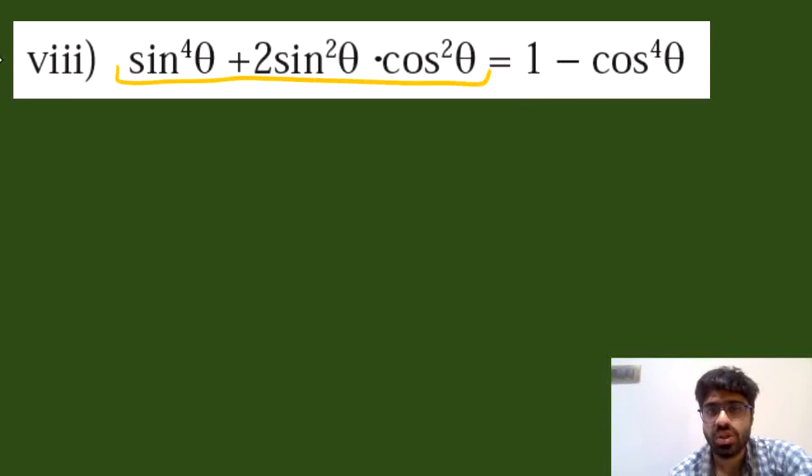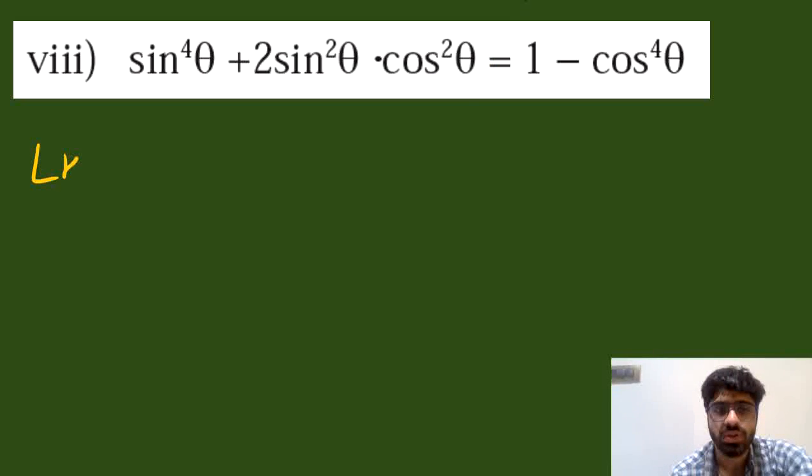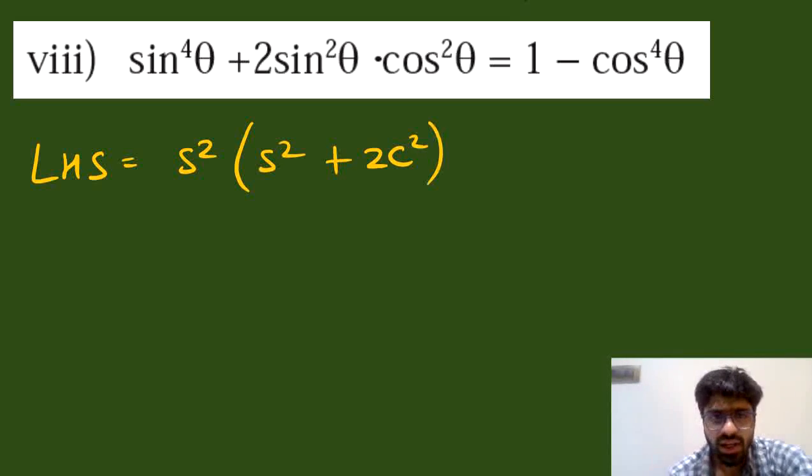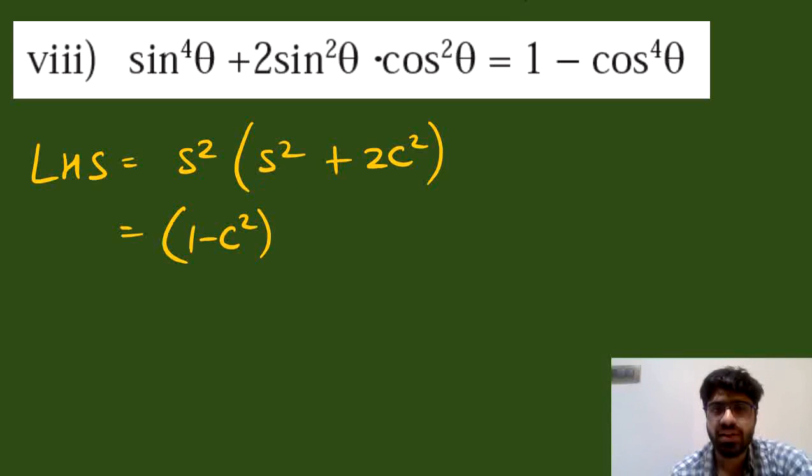Sine power 4 theta plus 2 sine square theta cos square theta. You can simply pull out a sine square theta common from the two terms on the left hand side. So sine square theta bracket, in the bracket we will be left with sine square theta plus 2 times cos square theta. Because we have everything in terms of cos, let's convert this sine square to cos square by writing it as 1 minus cos square. Even this we will write it as 1 minus cos square theta. So 1 minus cos square theta plus 2 times cos square theta.